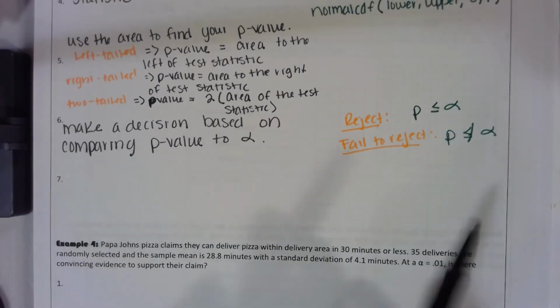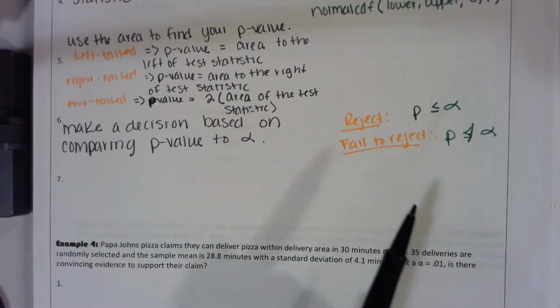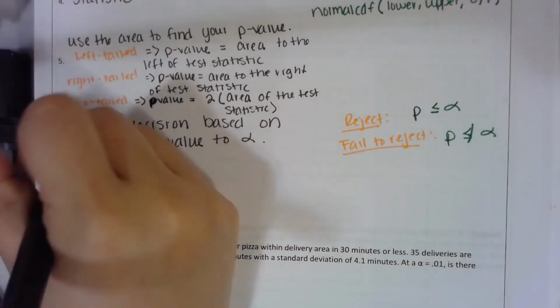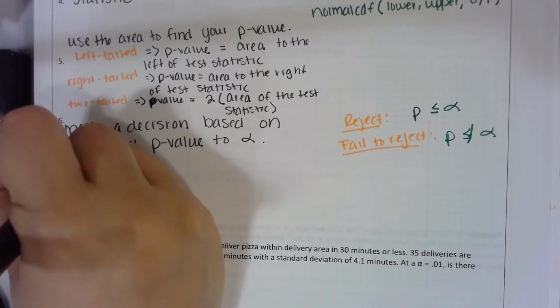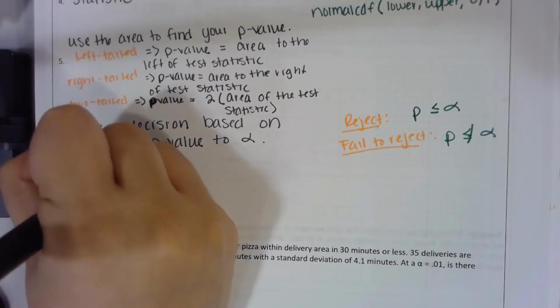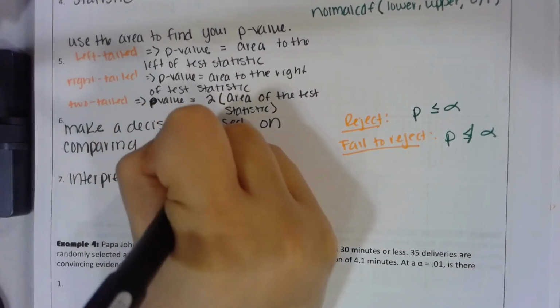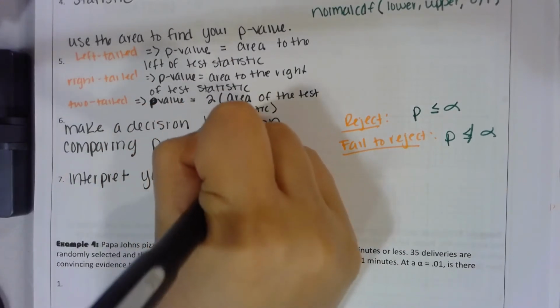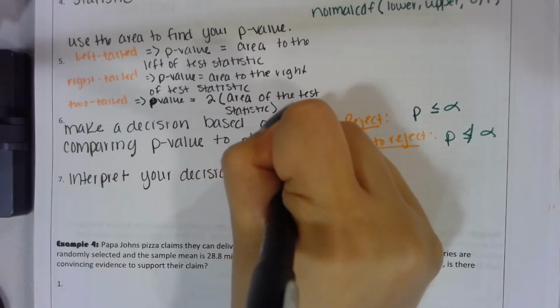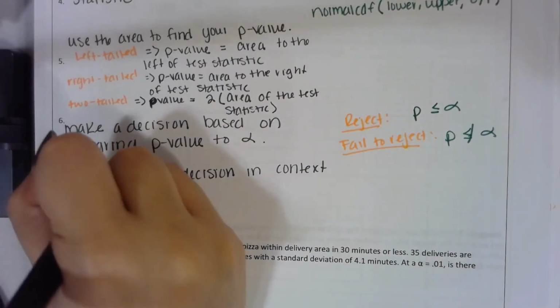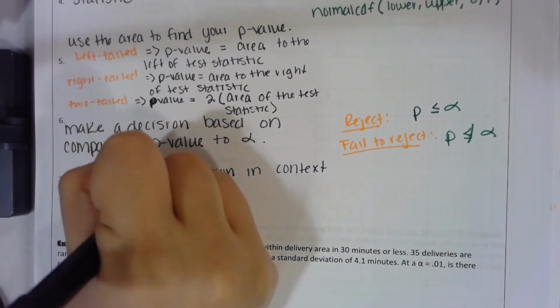So they gave a claim. They say we can deliver pizza in the area within 30 minutes, so less than or equal to 30 minutes. But we decided let's test that. So we randomly selected 35 deliveries to figure out what was their average time. And we found that in our sample mean, we got 28.8 minutes, with the standard deviation, because sometimes you're a little bit off.